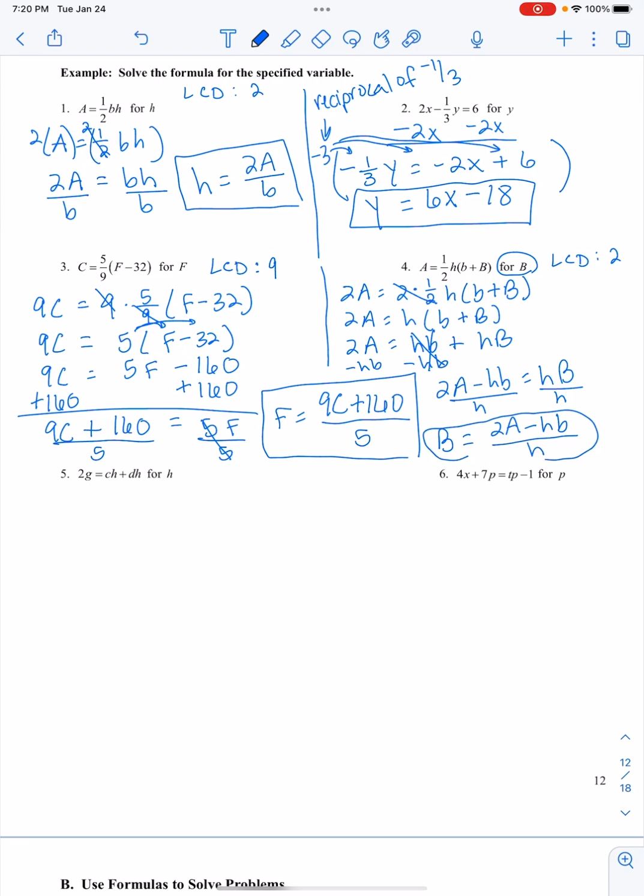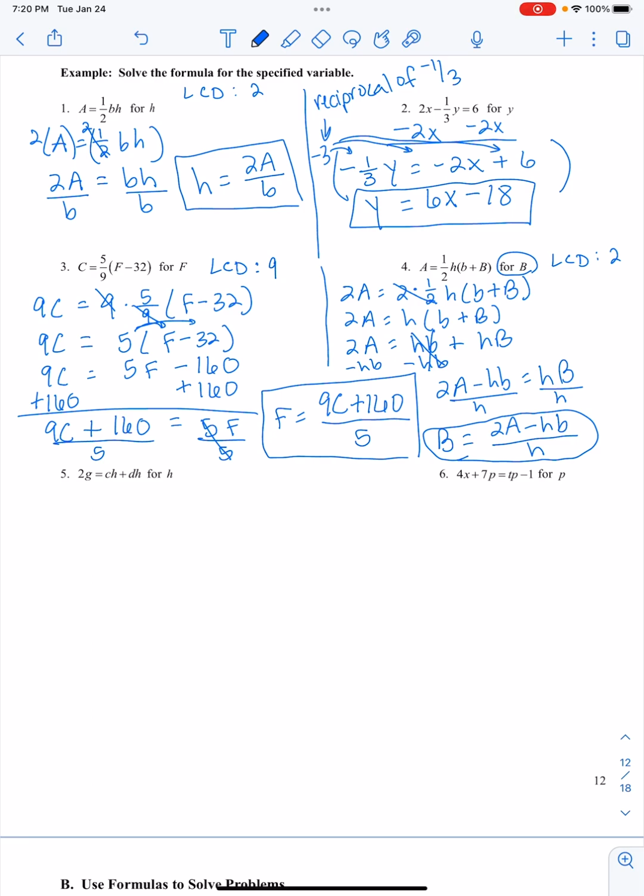Again, in this instance, the h in the top and the h in the bottom cannot be canceled because order of operations dictates subtraction in the top first before division. So 1, 2, 3, and 4 all had the specified variable we were trying to isolate only appearing once in the equation.